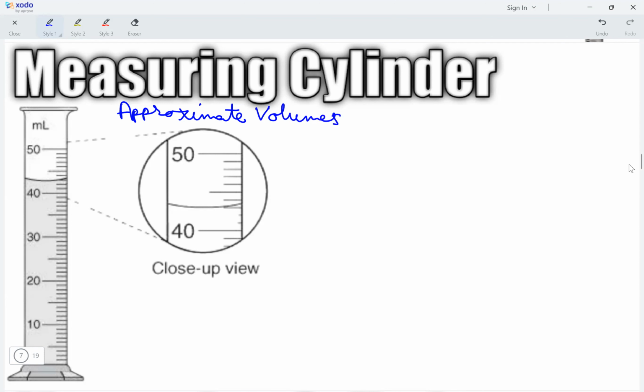Now, approximate volumes mean that the exact volume is not required. In fact, a volume very close to the volume written in the experiment is needed. For example, if we are supposed to take 50 cm cube of an acid and it says that 50 cm cube of acid is in excess, that means that the quantity 50 cm cube is already in excess. That means if the volume is slightly lower or higher than 50 cm cube, it would not hinder the experiment at all. So a measuring cylinder is used for such volumes.